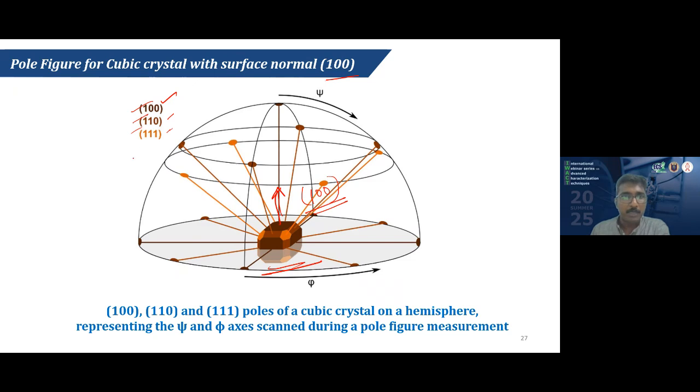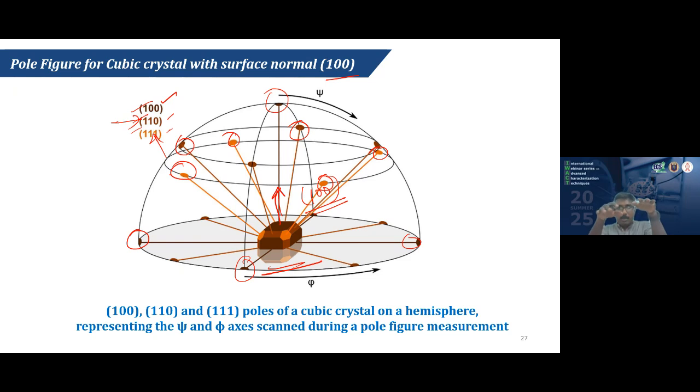The measured pole figures will exist on the surface of the hemisphere. For example, these orange dots denote the pole figure corresponding to 111, and these brown dots denote the pole figure corresponding to 110, and these black spots correspond to the pole figure for the 100 orientation. As you can see, all these measured poles will exist on the surface of a hemisphere.